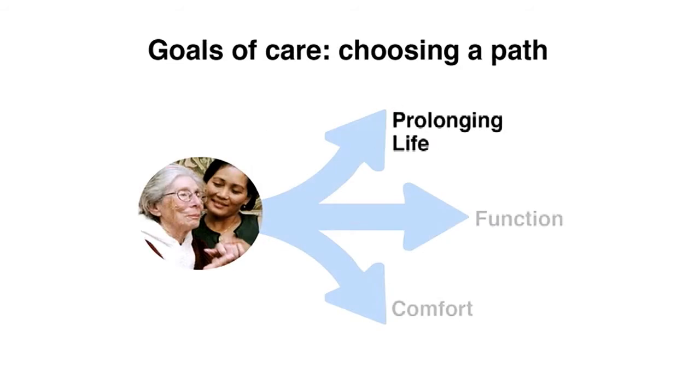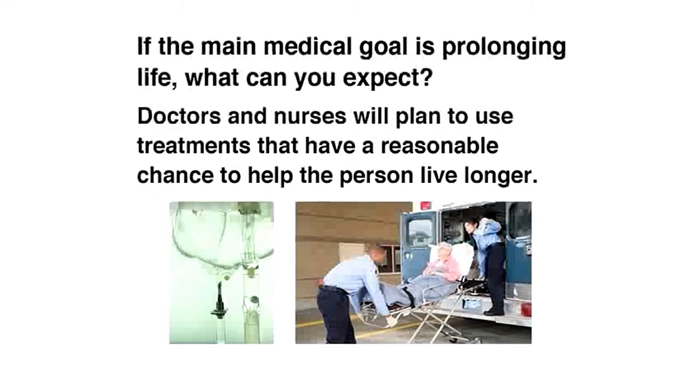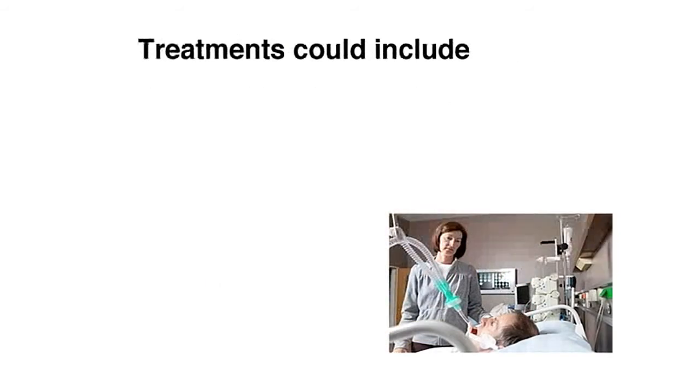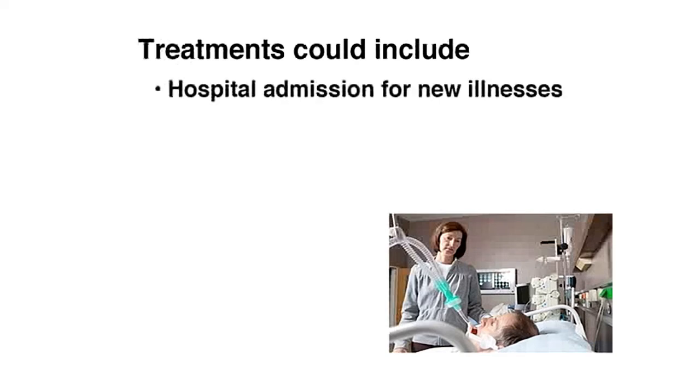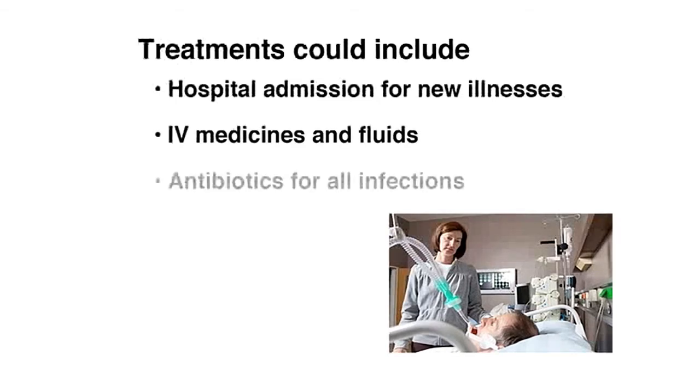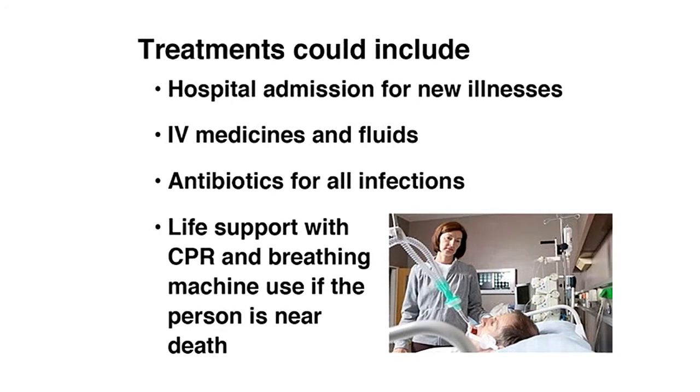If the main medical goal is prolonging life, what can you expect? If you all agree that the main medical goal of care is prolonging life, then doctors and nurses will plan to use treatments that have a reasonable chance to help the person live longer. Treatments will depend on the person's needs and wishes, but could include hospital admission for most new illnesses, IV medicines and fluids, antibiotics for all infections, life support with CPR and breathing machine use if the person is near death.